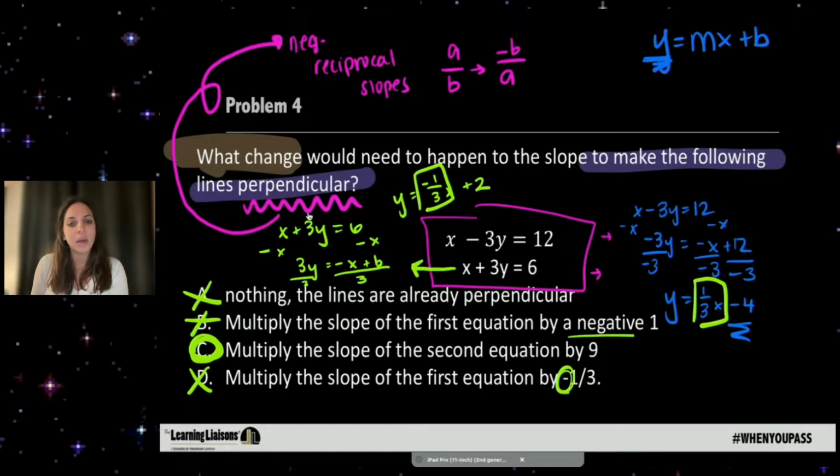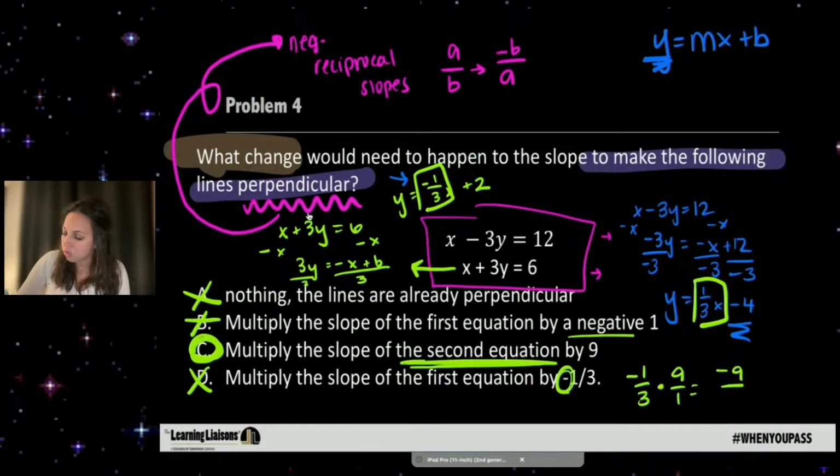Now, why is that one going to make sense? Multiply the slope of the second equation by 9. If I multiply the slope of the second equation by 9, negative 1/3 times 9 over 1, I get negative 9 over 3, which means I get negative 3 over 1, which now means it is the flip of that one.